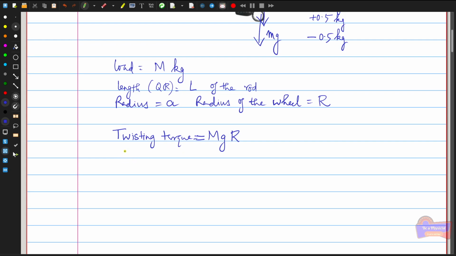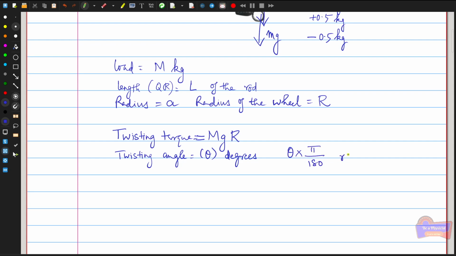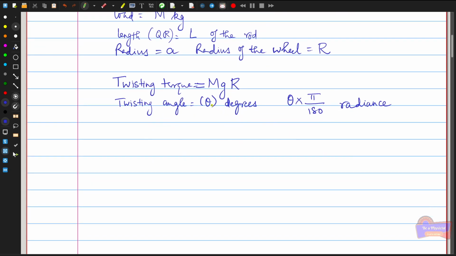We have also measured the twist angle, which is taken as theta, in degrees. You can convert this theta into radians by multiplying with pi divided by 180, so that you get the corresponding radians. That means you have converted the measured angle into radians.